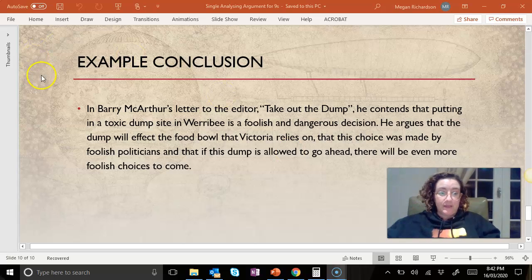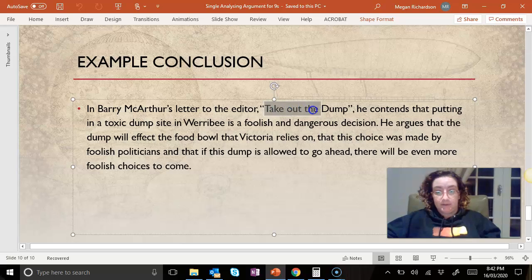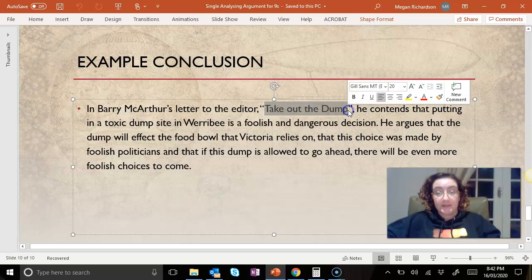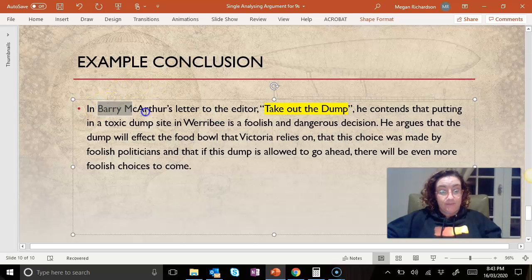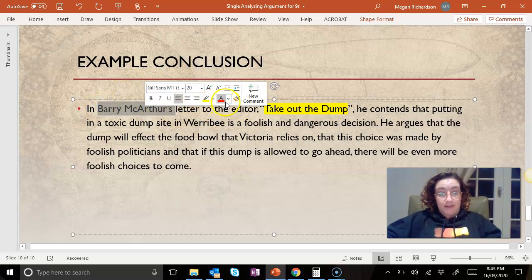Okay, so here we've got my title. Now notice that it's in inverted commas instead of underlined. That's because it's the title of an article, not the title of a book. A title of the book gets underlined. A title of an article gets inverted commas. Okay, and then I've got my author. Let's put that in red.